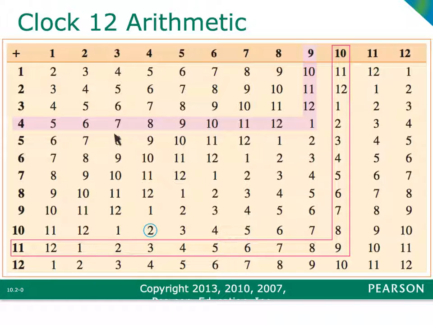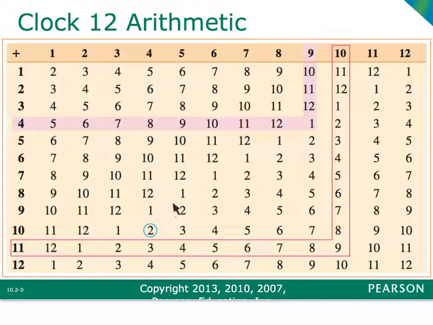This is kind of a big table, but the idea is that once you get past 12, you start at 1 again. The bold column and the bold row are the numbers that we're adding using clock arithmetic. So if we add 2 plus 2, we get 4. If you get 12 or less, it's no big deal.